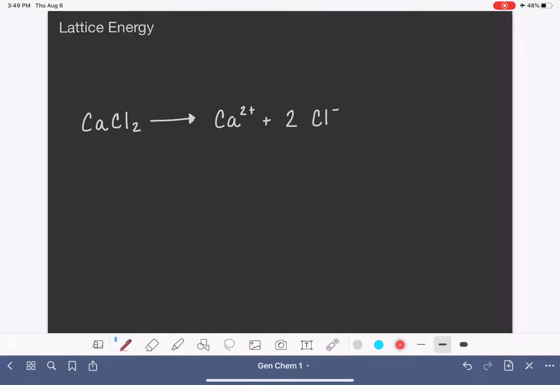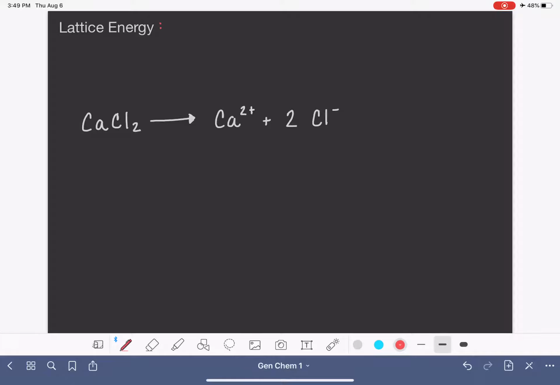Now, if you're looking for a video on how to calculate lattice energy, you've come to the wrong place. We're not going to do any lattice energy calculations at all. We're just going to do some qualitative, non-mathematical predictions about lattice energy. The lattice energy is actually a little bit more complex than what I've described and written here.